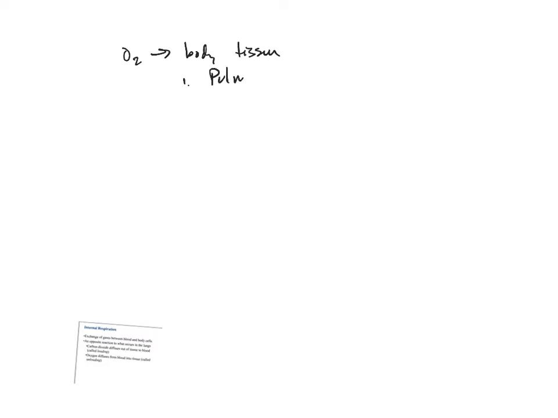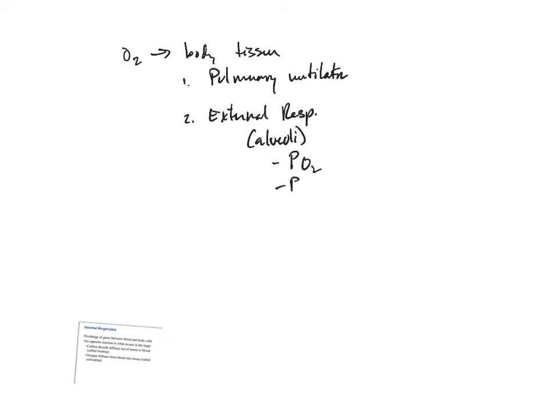We went through pulmonary ventilation. We went through external respiration, right? That is in the alveoli. And we said that this depended upon the partial pressures of oxygen and the pressures of CO2 within the alveoli. And this is really what we call the loading of oxygen onto hemoglobin.